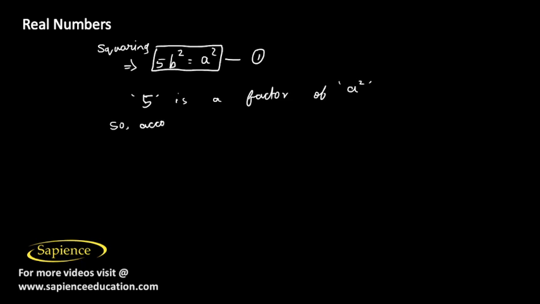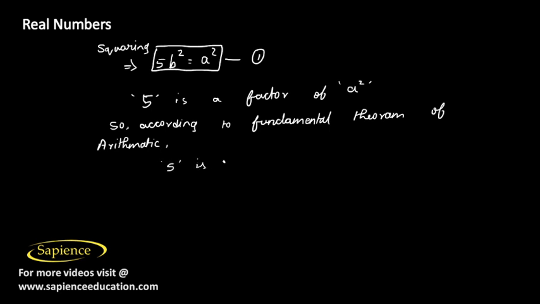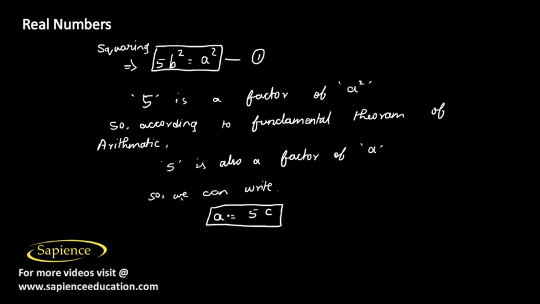So according to the fundamental theorem of arithmetic, 5 is also a factor of A. So since 5 is a factor of A, we can write A is equal to 5 into some number C, since 5 is a factor of A, and this gives us A square is equal to 25 C square.